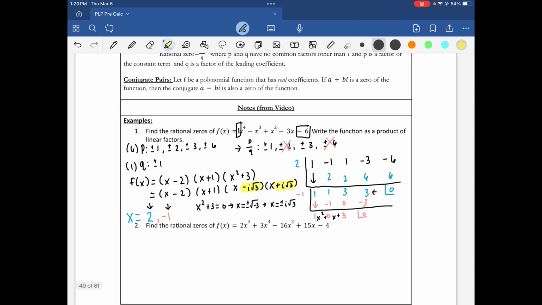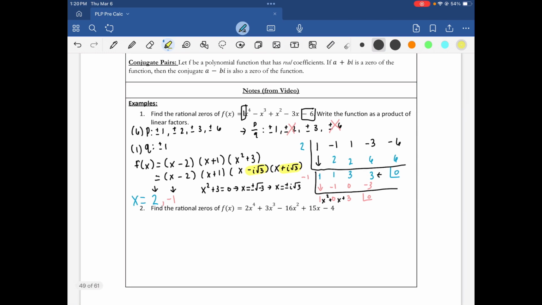All right, moving on to example 2. Find the rational zeros of f of x is equal to 2x to the 4th plus 3x cubed minus 16x squared plus 15x minus 4. So again, our p is going to be the factors of our 4, and our q is going to be our factors of 2. So I'm going to go ahead and list those out.